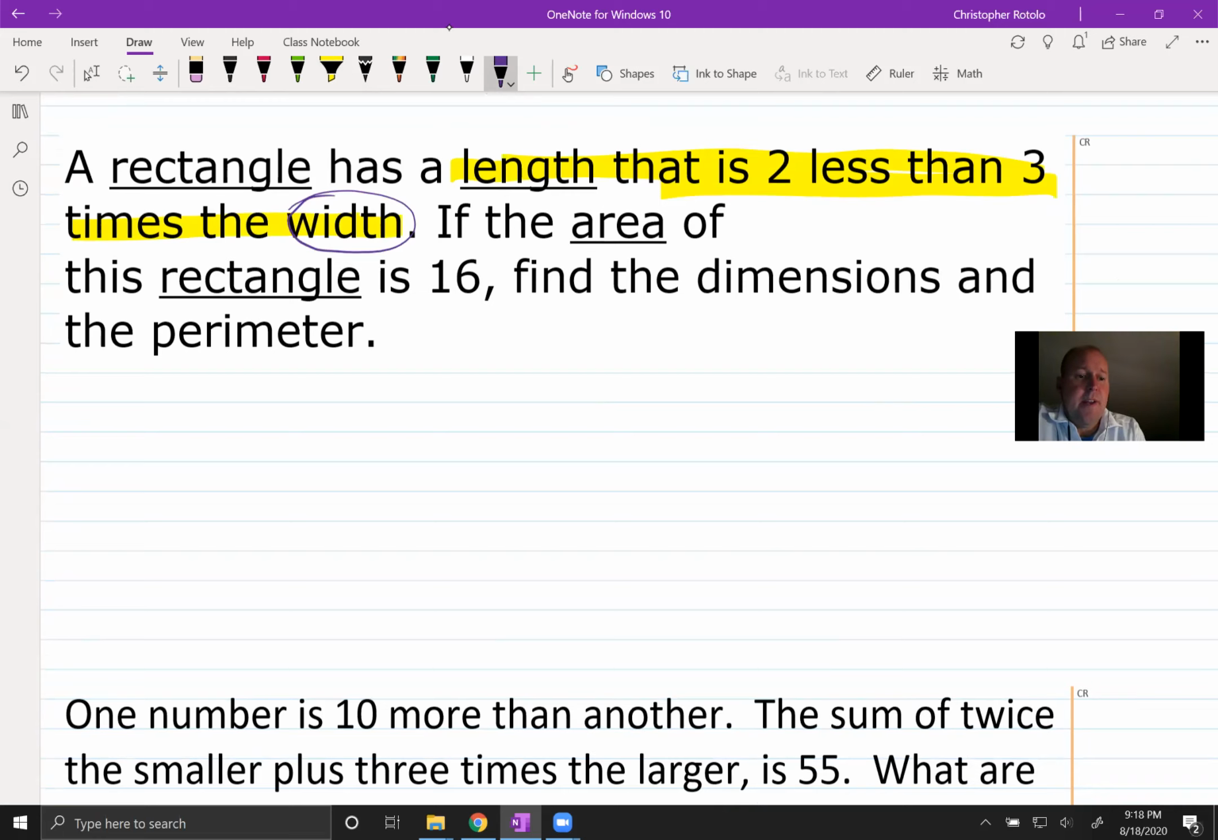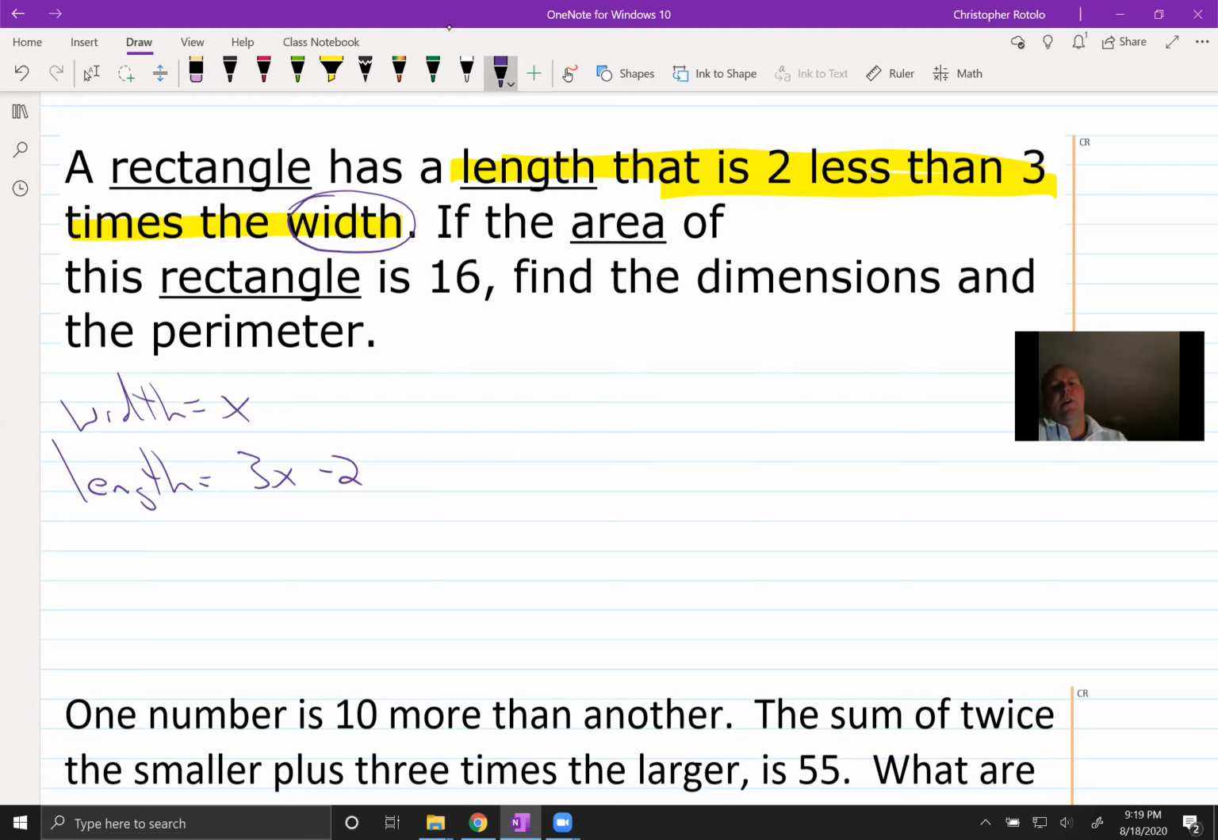So automatically right now, the width is x, and the length is 2 less than 3 times that. How do I say 2 less than 3 times it? Well, I do 3x and 2 less than that. If the area of the rectangle is 16, find the dimensions and the perimeter.